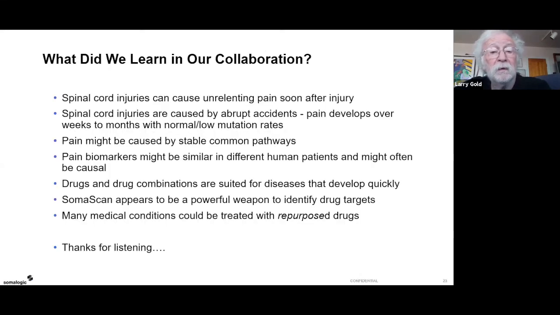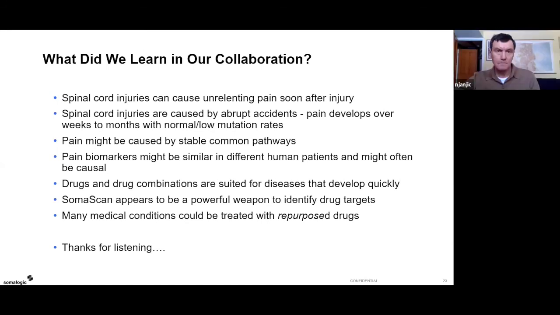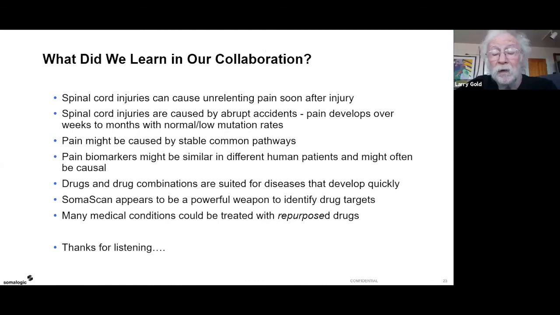The next slide. So this is what we learned. Spinal injuries can cause unrelenting pain soon after injury. It takes some time for cell growth, I think. The cause here is not the way you think about tumors, starting with mutations and taking 30 years to develop. This is instantaneous in biological terms, takes a month.